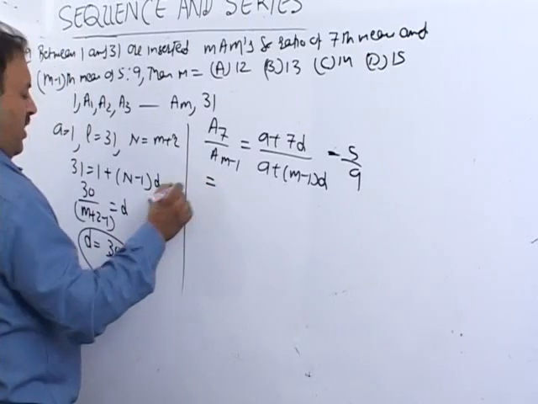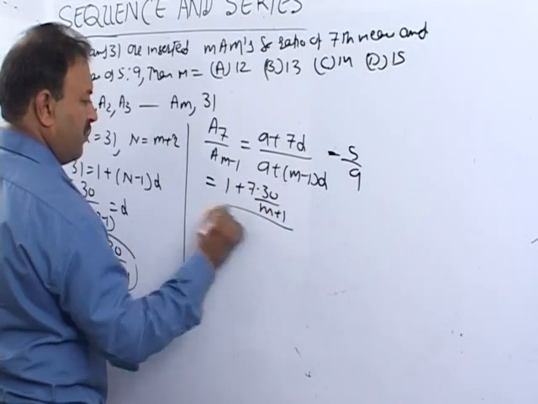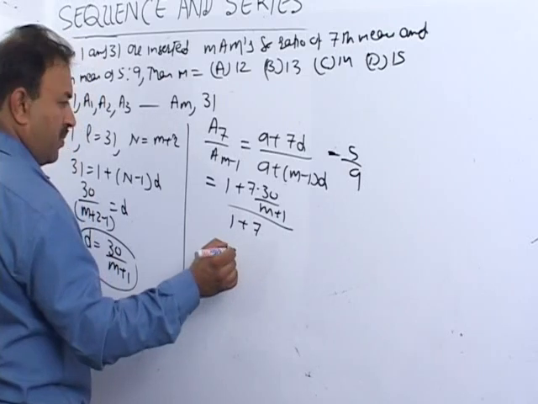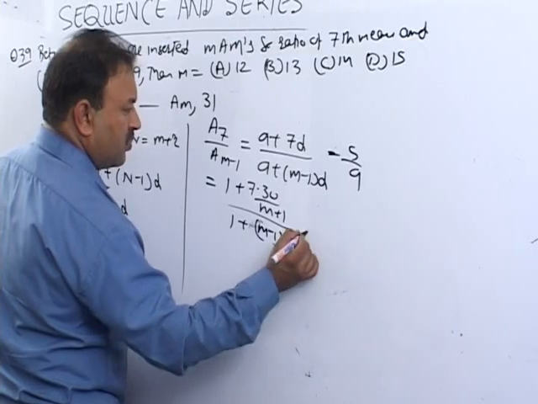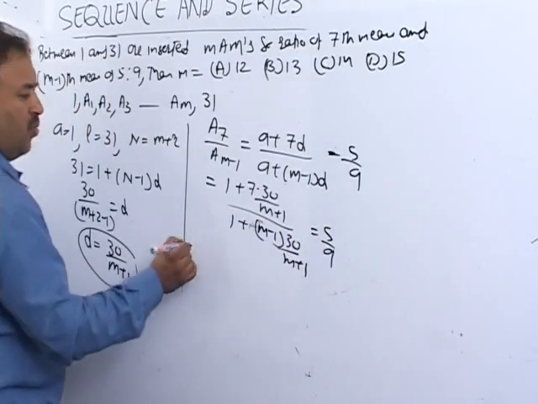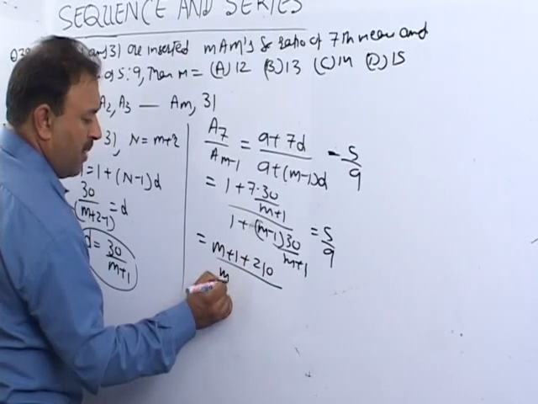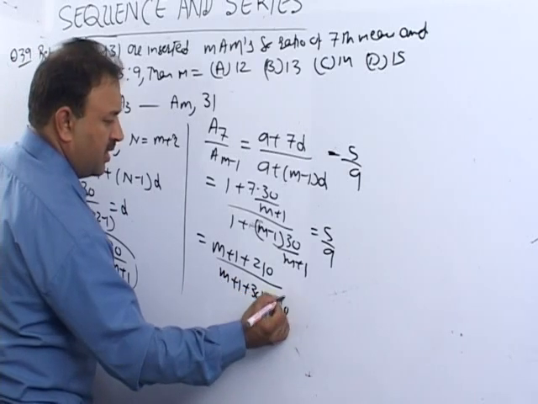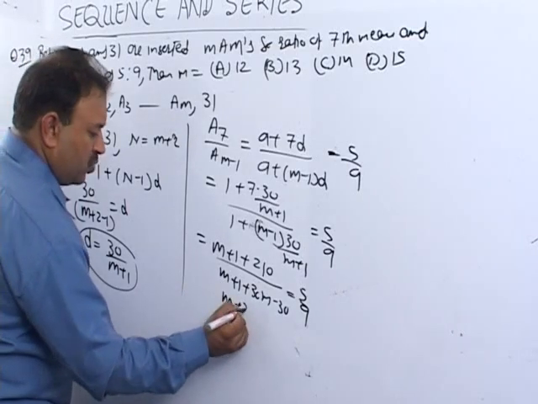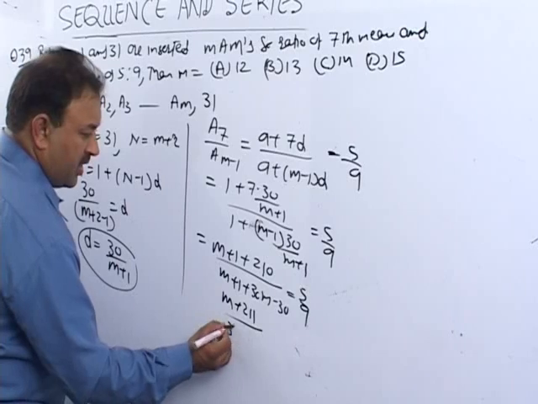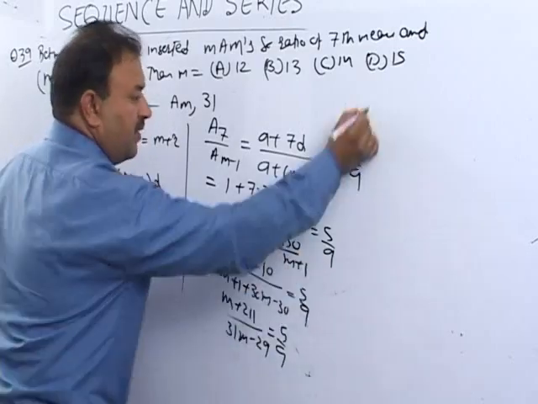Now I just applied what a is over here: 1 plus 7 into 30 upon m plus 1, upon 1 plus m minus 1 into 30 upon m plus 1. This ratio is 5 upon 9. We got m plus 1 plus 210 upon m plus 1 plus 30m minus 30 is equal to 5 upon 9. It comes out to be m plus 211 upon 31m minus 29 is equal to 5 upon 9.